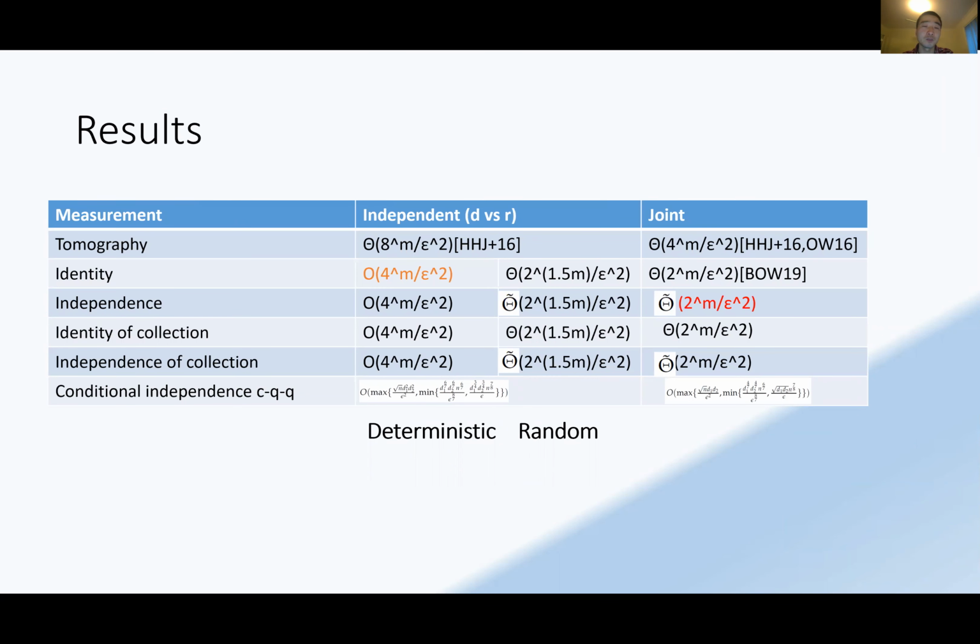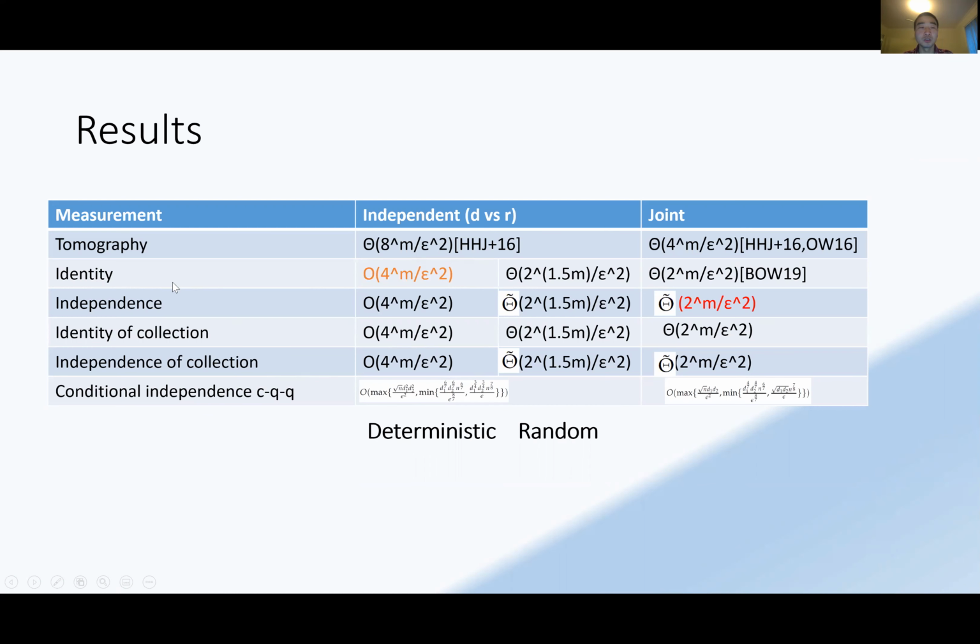So using this framework, we can have some results on quantum property testing. For instance, the deterministic algorithm for identity testing.